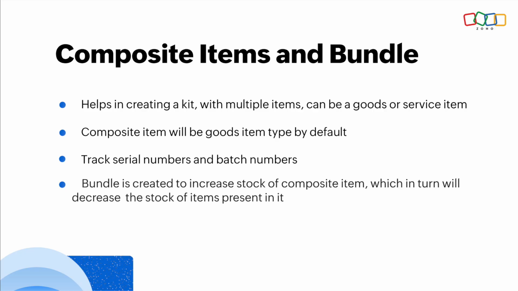It can be both a goods item or a service item. But this composite item, whichever you are creating, should be with the item type as goods by default. So you cannot create a composite item with the type as service. After creating this composite item, you need to increase the stock of this composite item in order to sell it to your customers, right?